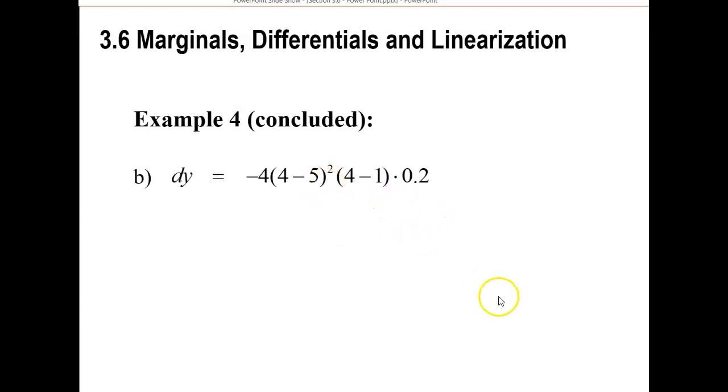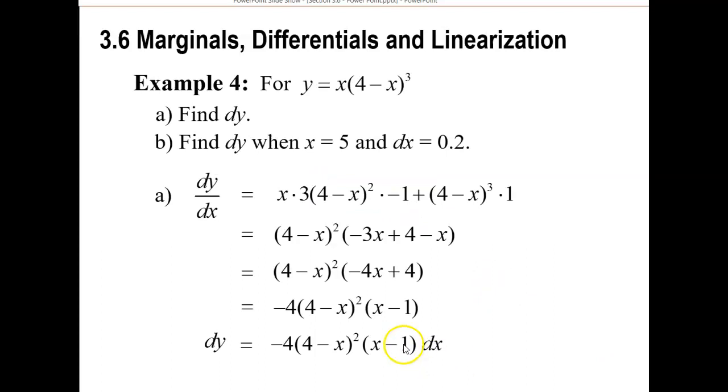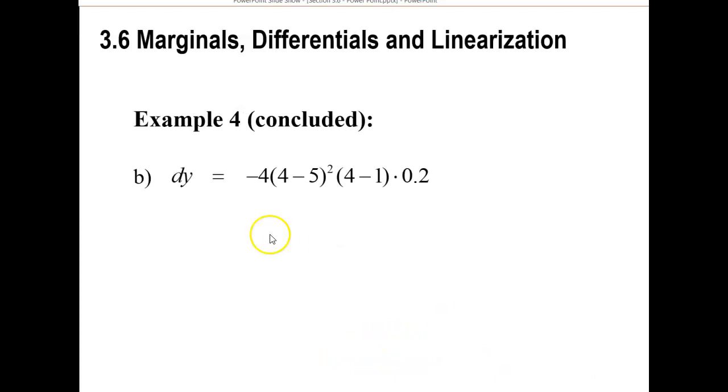So x value would be 5. Hold on one second here. This should have been a 5 minus 1. They plugged in a 4. So 4 minus 5 and 5 minus 1 should be there. They made a mistake here. Yeah, this should be a 5 minus 1.